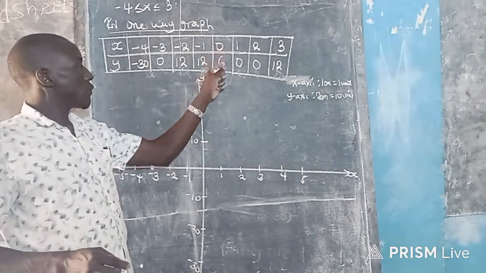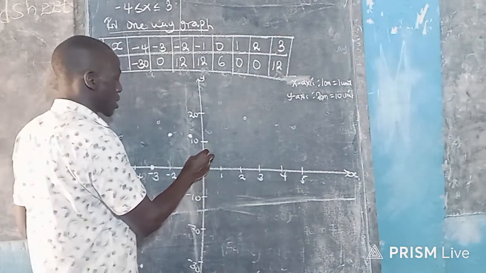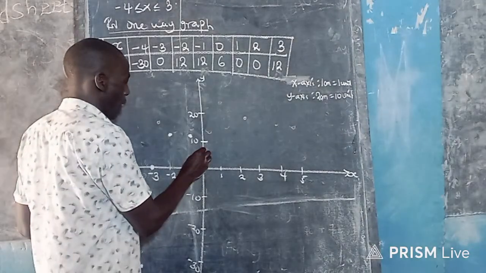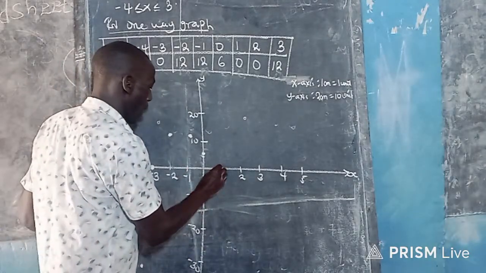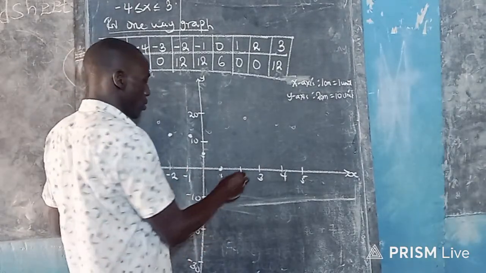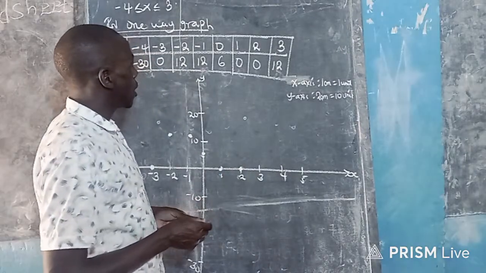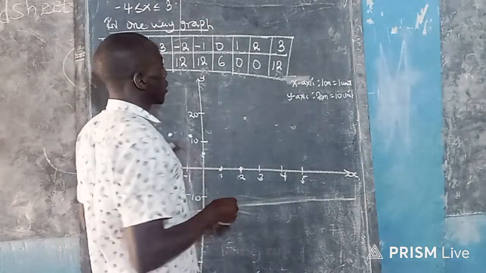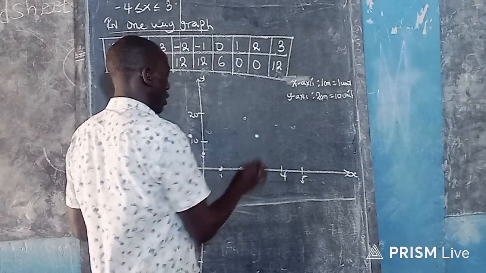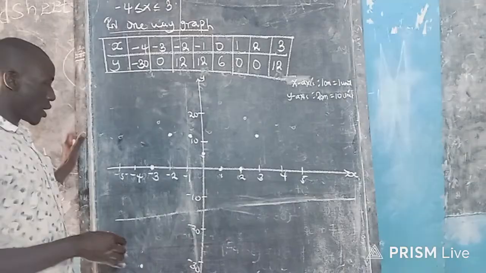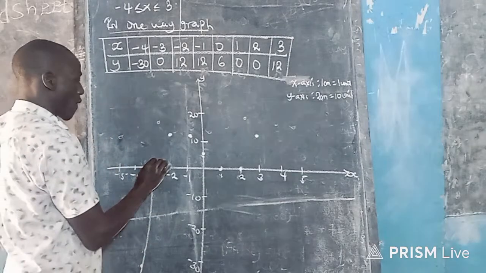Come to 0 and 6. You realize that 0 and 6 is somewhere here. Then 1, 0, which is here. Then 2, 0, which is here. We'll also have 3, 12, which is above here. Meaning that on our graph, the curve is going to move like that.